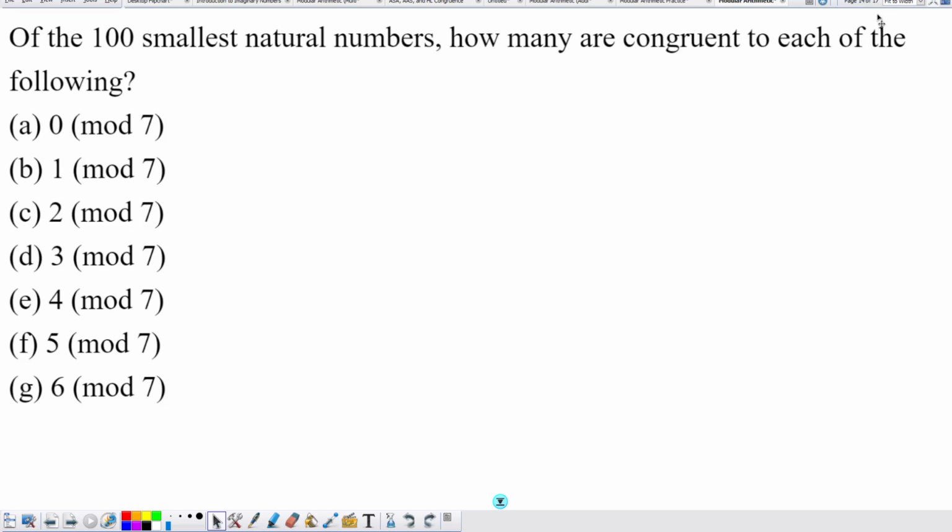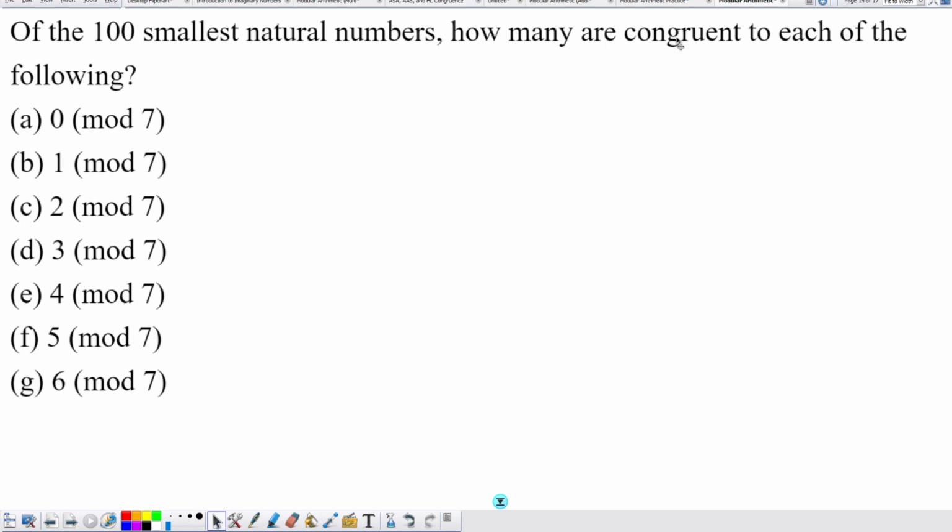Hello again. So, exploring modulo congruence even further, let's examine the following problem. Of the 100 smallest natural numbers, how many are congruent to each of the following? 0 mod 7, 1 mod 7, 2 mod 7, 3 mod 7, 4 mod 7, 5 mod 7, 6 mod 7.